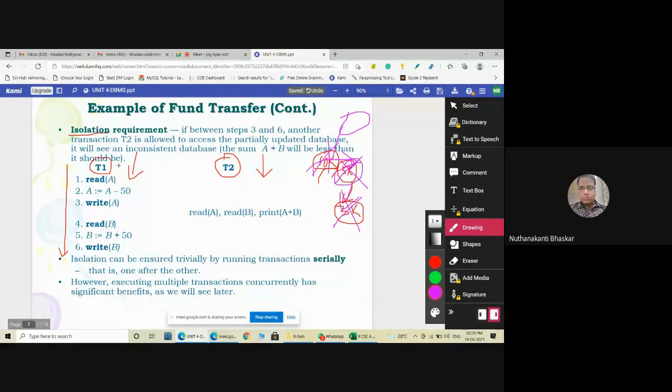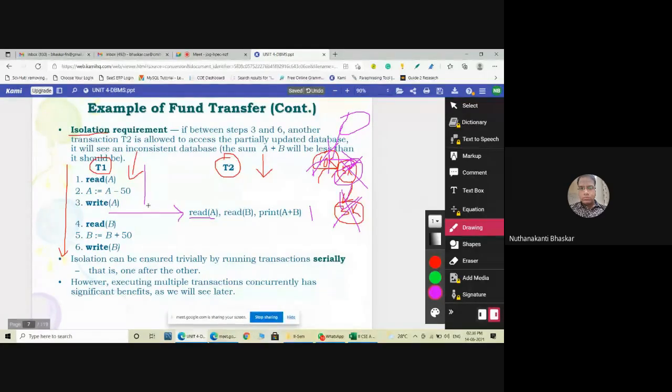Based on this example, we can understand. Now the T1 transaction does read A, A equals A minus 50, write A. After write A, A is updated. But after that, the T2 transaction starts in this gap. Up to here it is T1. Now T2 has started: read A, read B, print A plus B. Is there any problem for reading A? Because write A is over from T1, A is no longer with T1, right?